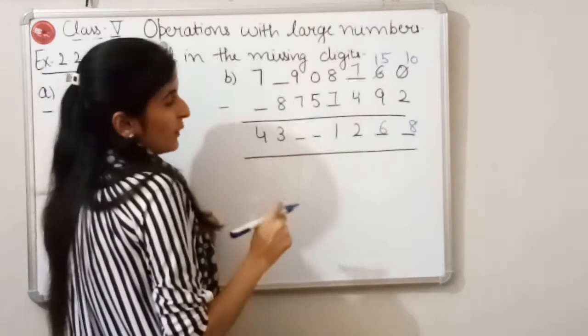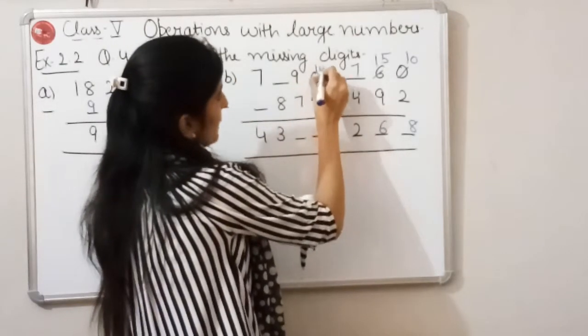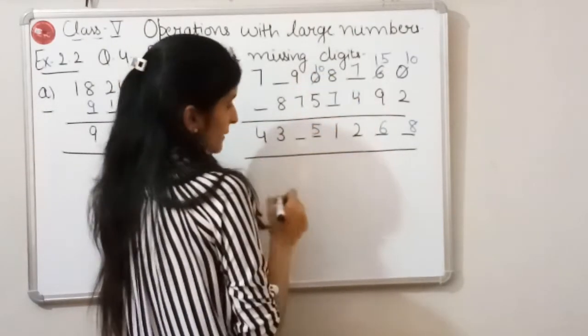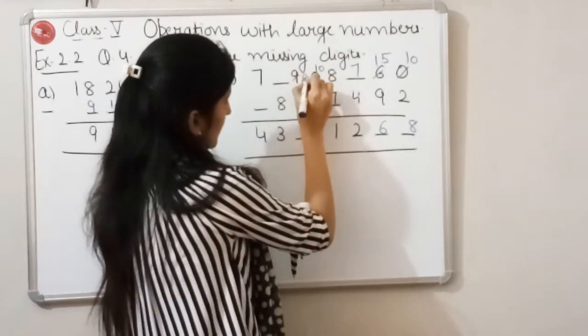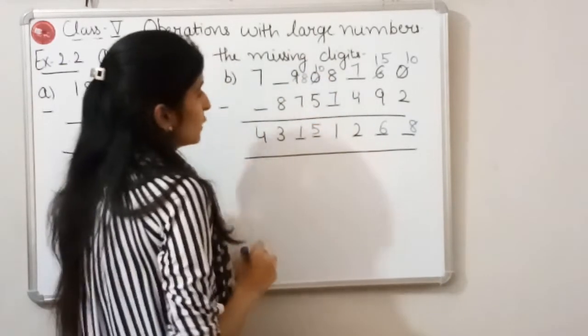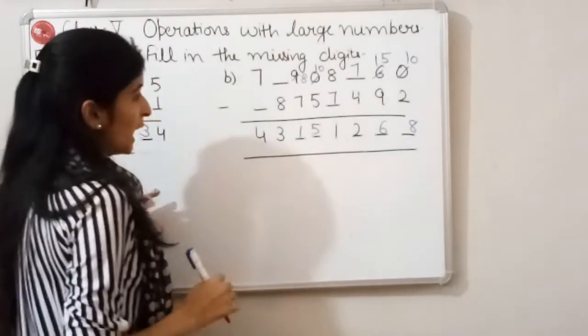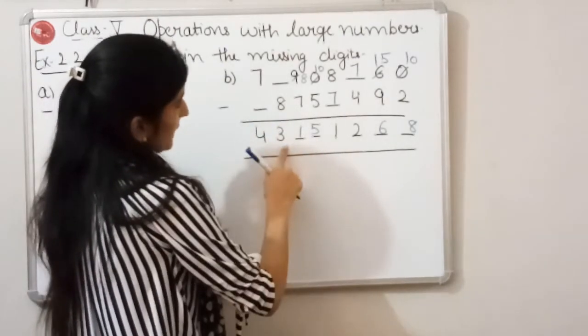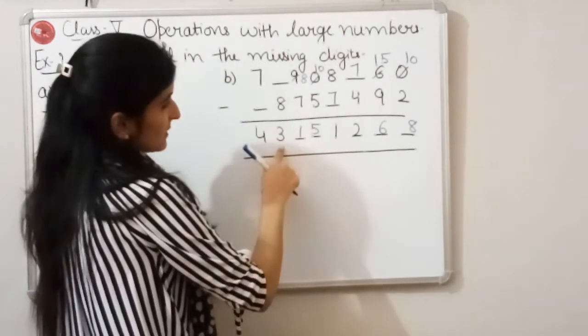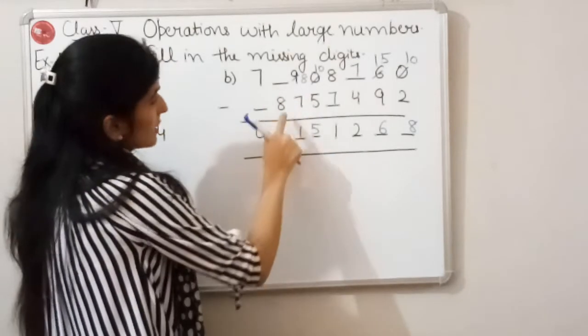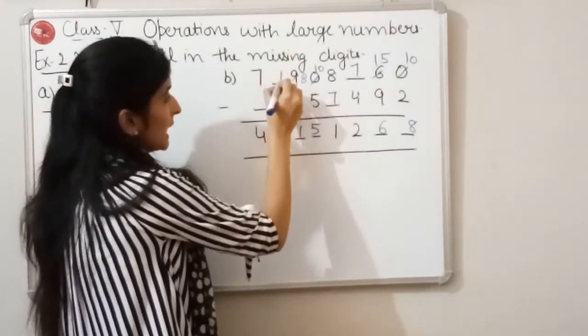Now again we have to find out the difference. 10 minus 5 is 5. This will become 8. 8 minus 7 is 1. Now 8 plus 3. We have to find out the minuend now. So 8 plus 3 is 11.